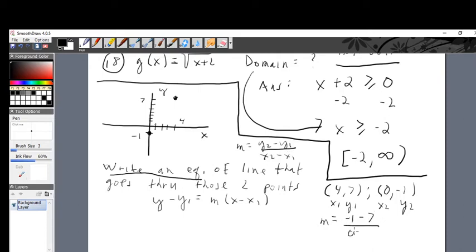What's x2? 0. Minus is part of the formula. What's x1? 4. What do I have? Negative 8 over negative 4. What's negative 8 over negative 4? Positive 2. Slope is equal to positive 2.